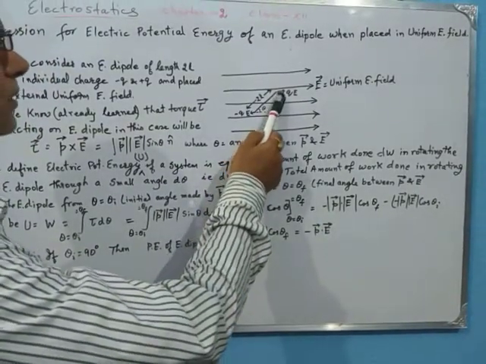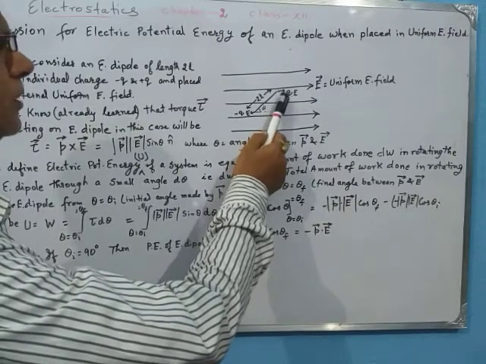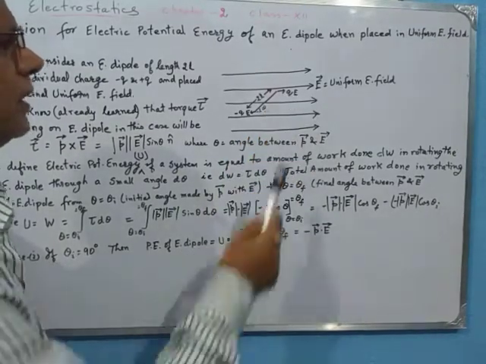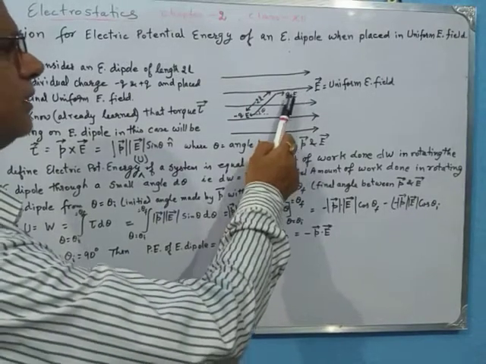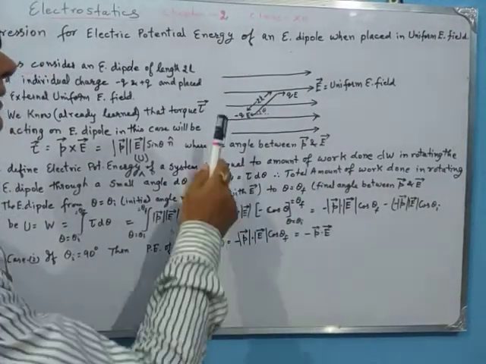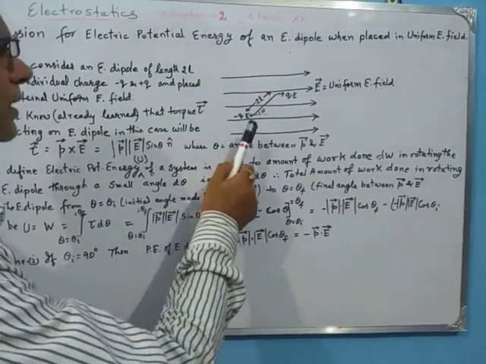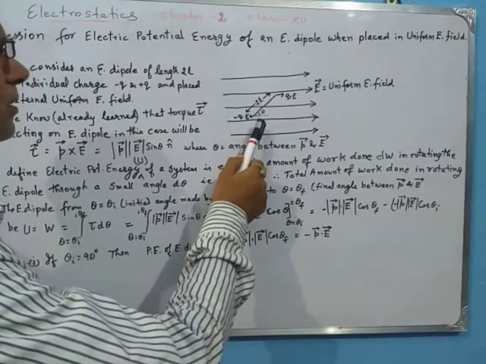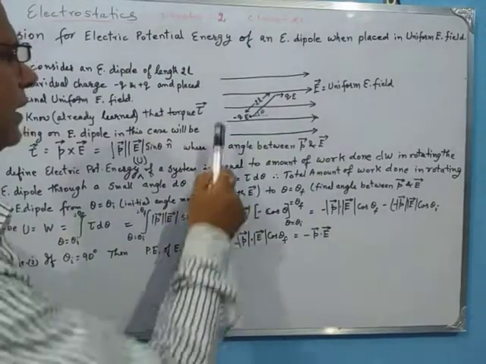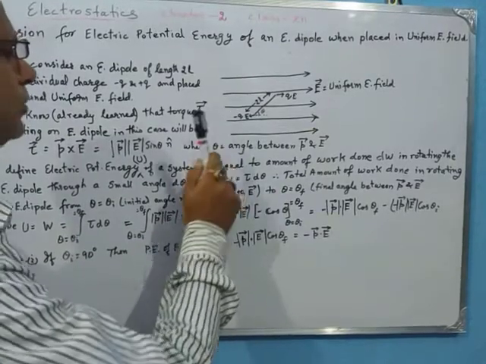So now when we place it in uniform electric field, what will happen on each charge? The force on the positive charge will be acting along the electric field, equal to QE, and the force on the minus Q charge will be acting opposite to the electric field, and it will have the same magnitude QE.